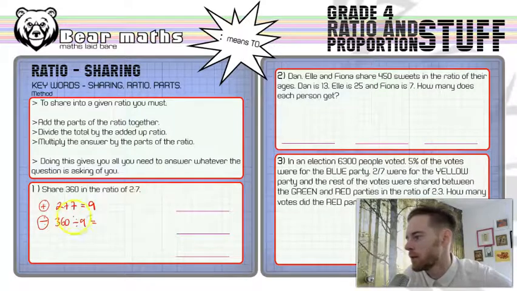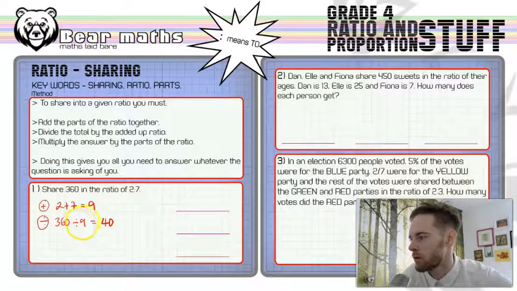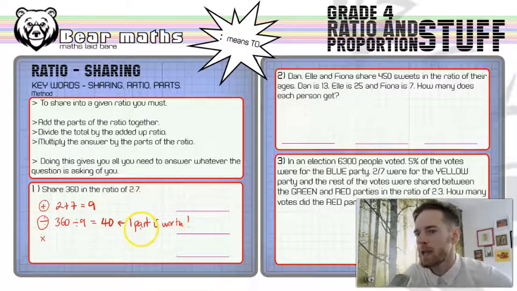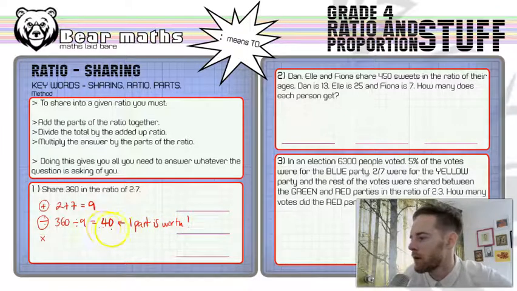Now, if you know what that is, 9 goes into 36, it's 4 times. You just put the 0 on, right? So 40 lots of 9 in 360, and then multiply. So what this has done, this has told you what 1 part is worth. Okay, that is so important. Understanding what 1 part of the ratio is worth is the key to all ratio questions. So we've got 40, and then we're going to multiply it by the parts of the ratio.